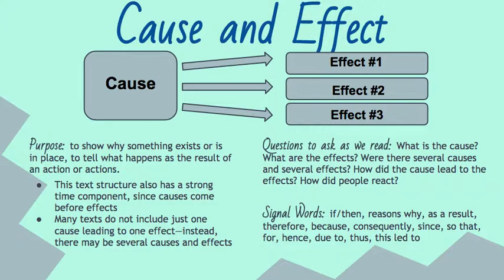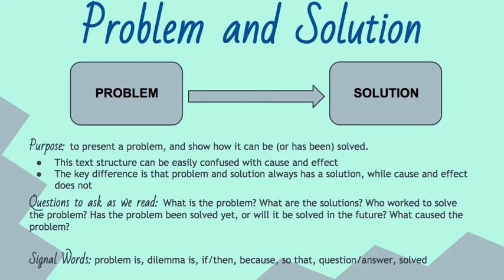This led to. Now, problem solution is just that. It's when the author presents the reader with a problem or an issue and also presents the readers with what they think is a solution. Don't confuse this with cause and effect. They are similar if you think about them. The problem and the solution could be similar to the cause and the effect, but the biggest difference is the solution part. When the author gives you a problem and then tells you the effect that it's having, that's just cause and effect. But when the author gives you a problem and says, here's how to fix it, then it's problem solution.